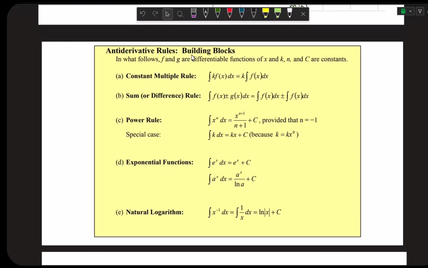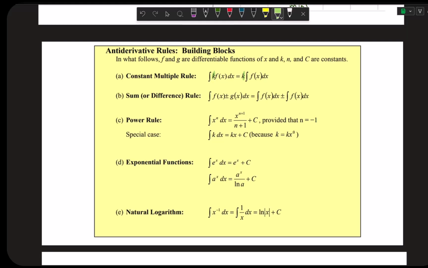Now we have antiderivative rules. Just like we have rules for differentiation, we have rules for integration. Similar to derivative rules, if we have a constant, we can take it outside of the integral. Same as what we did with derivatives. This is also the same with derivatives.